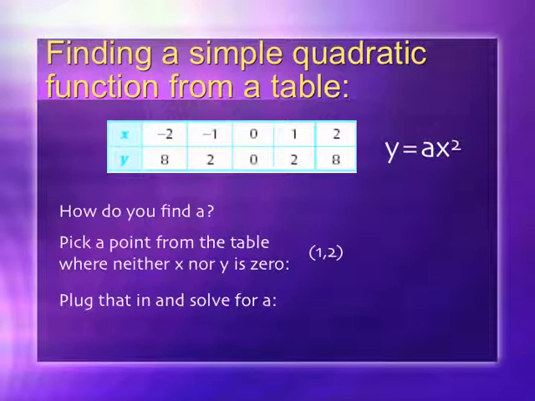And I'm going to plug in 1 for x and 2 for y in the general y equals ax squared form. When I do that, I see that I have this equation, 2 equals a times 1 squared. This is an equation that I can solve for a. When I get a all by itself in this case, I get that a equals 2. So the equation that goes with the table shown above is y equals 2x squared.